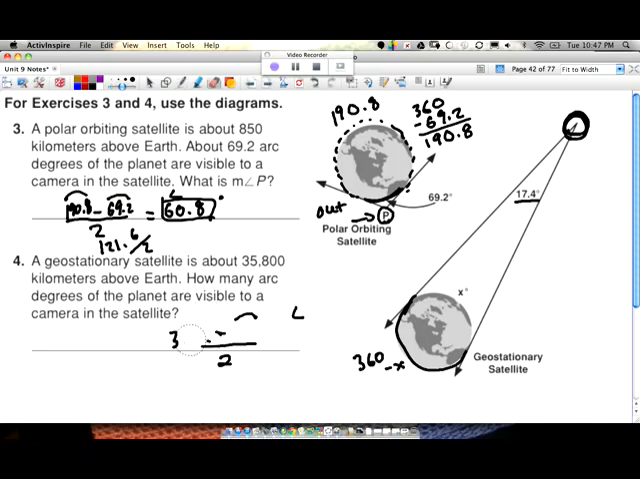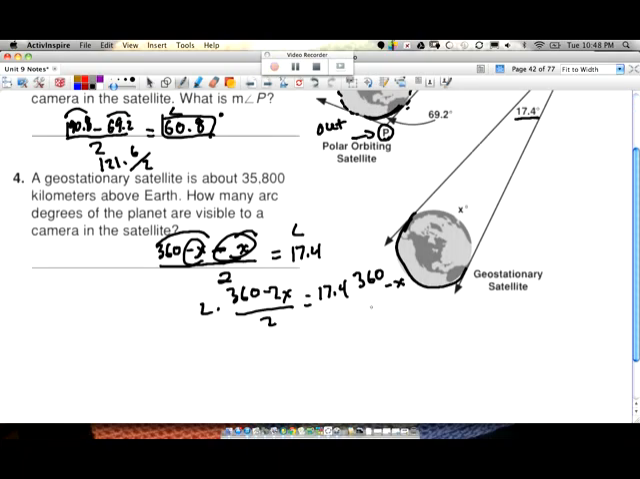I'm going to need more space than this. We'll have 360 minus X. It's one arc. The other arc is X. And we divide by 2 to equal 17.4. So if we're to figure this out, I can combine these two negative x's. That's going to give me 360 minus 2x divided by 2 equals 17.4. So I could multiply both sides by 2 to get rid of that.